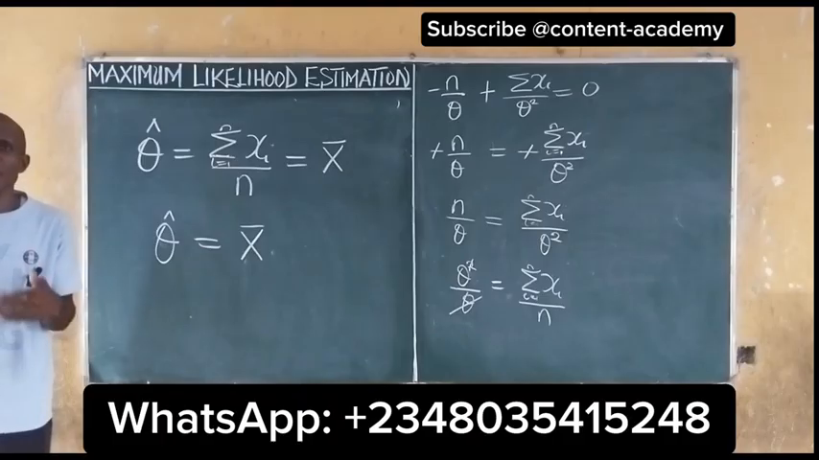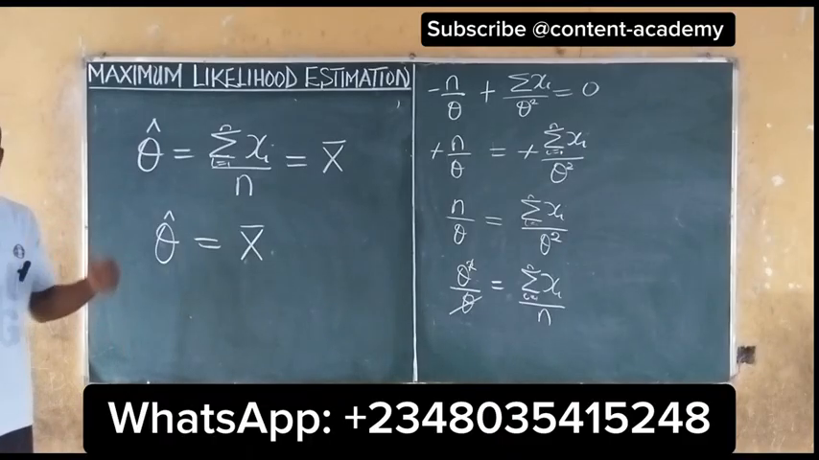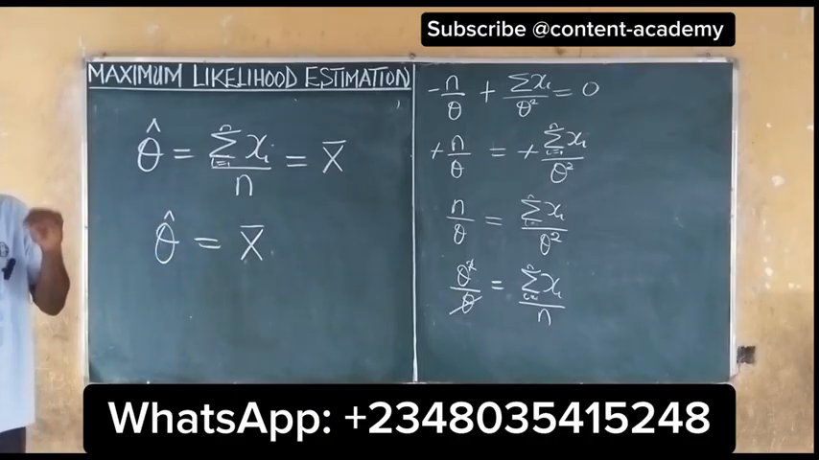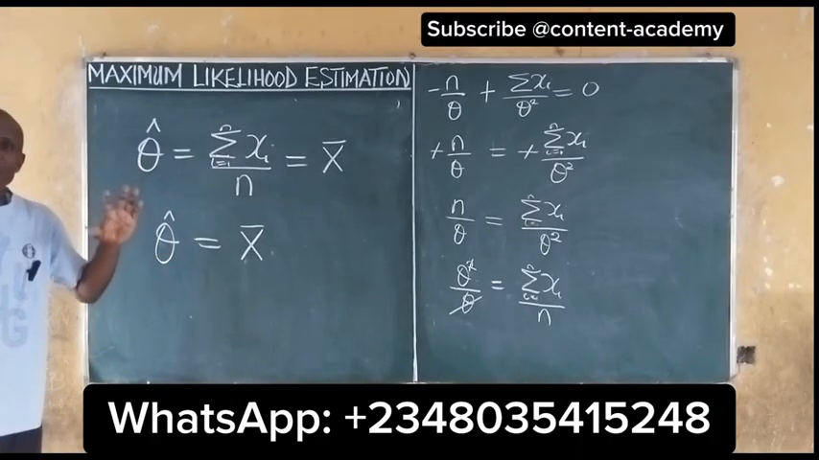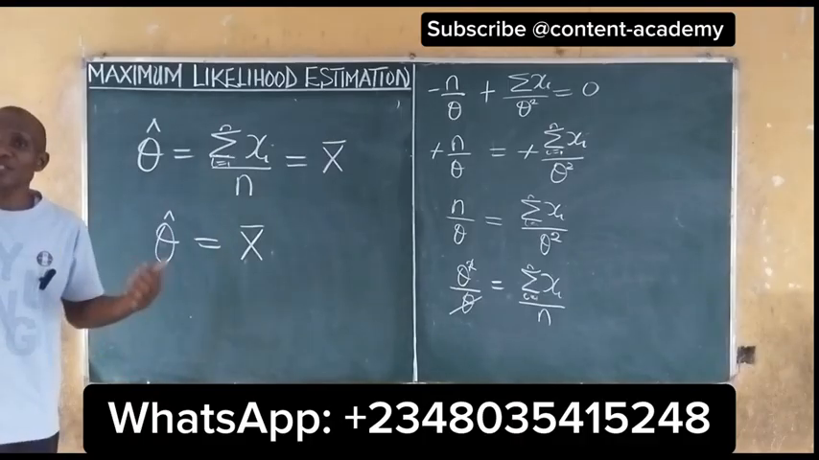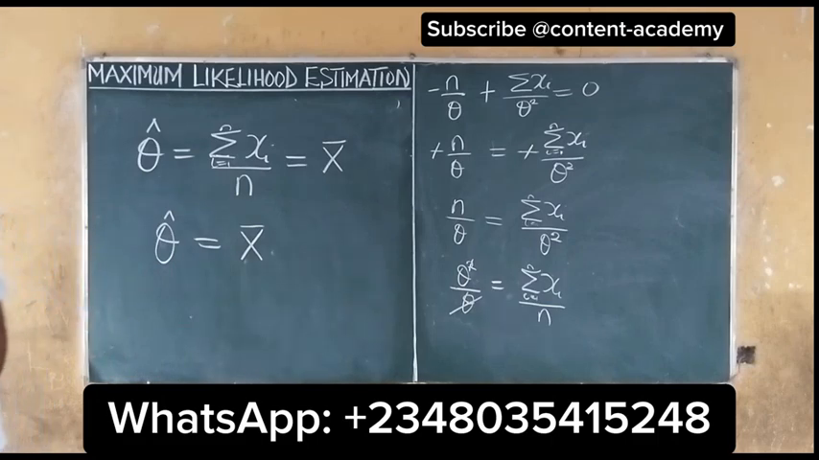So this is simply how we can compute the maximum likelihood estimation for the exponential distribution with theta as the parameter. If we follow all the processes, this is how we can obtain the maximum likelihood estimator for theta given the distribution.